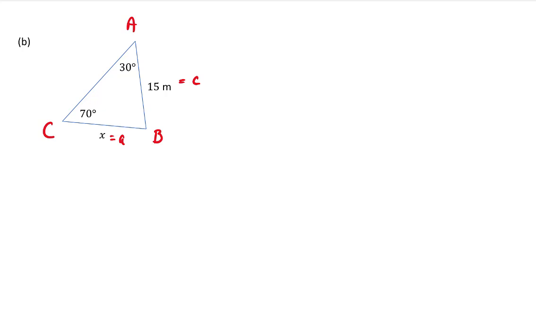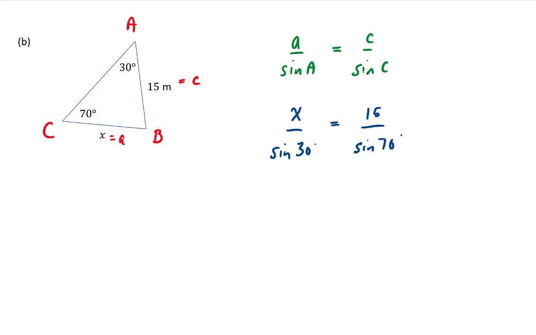So let's set up our unknown ratio first. Remember, we're going to start with the side length in the numerator. The side length we're looking for is A, and that means it's over sine of angle A. The side that we do know is C, so we're going to divide by sine of angle C. There is our known ratio. Next, we sub in our values. So we have A, which is equal to x, over the sine of angle A, which is 30 degrees. And then we have C, which is 15, divided by the sine of angle C, which is 70 degrees.